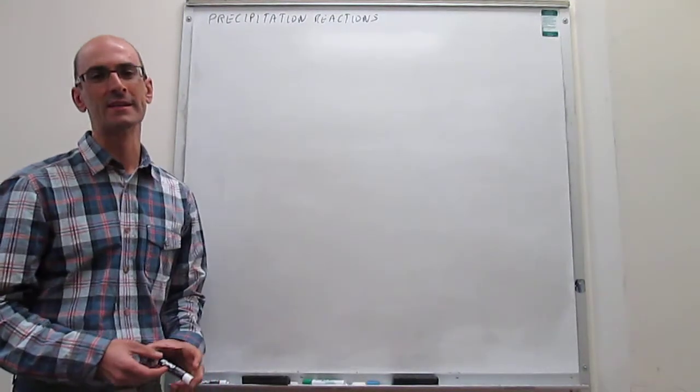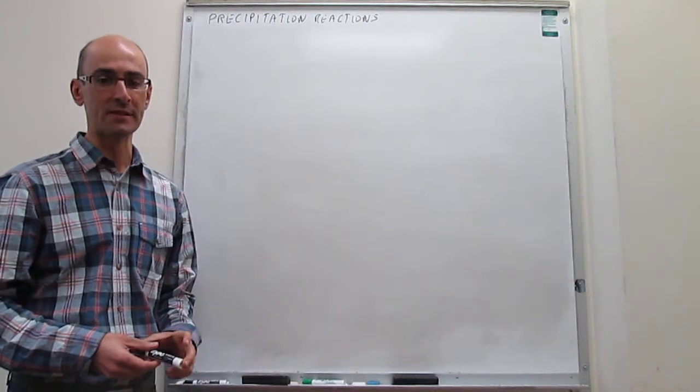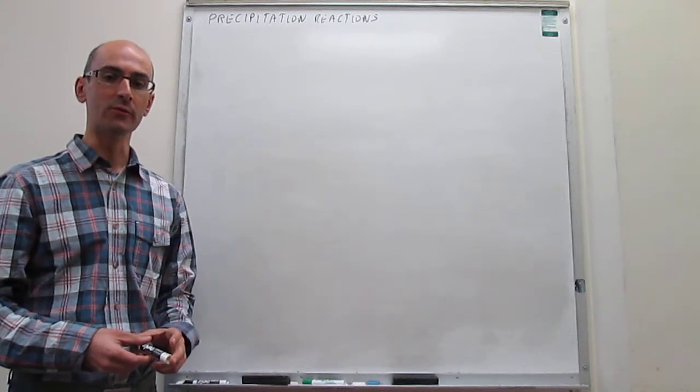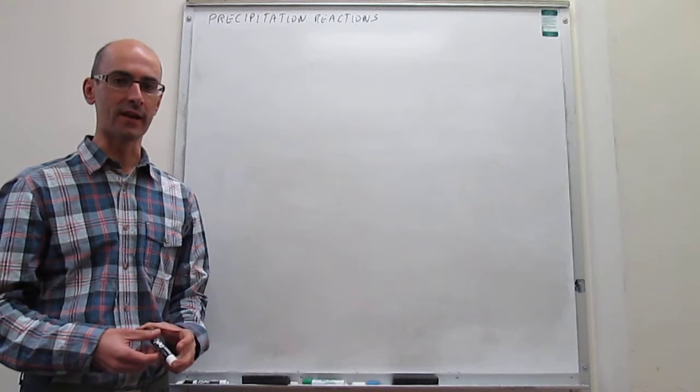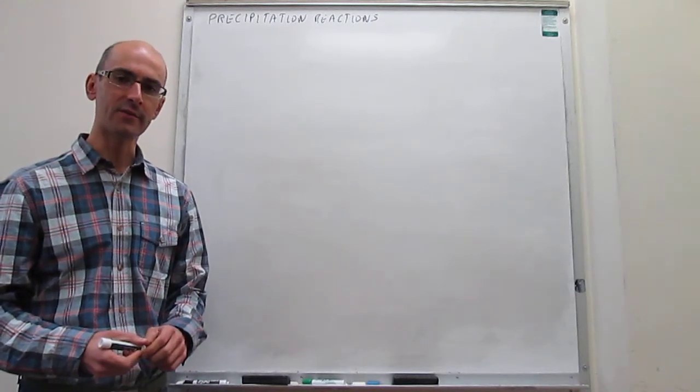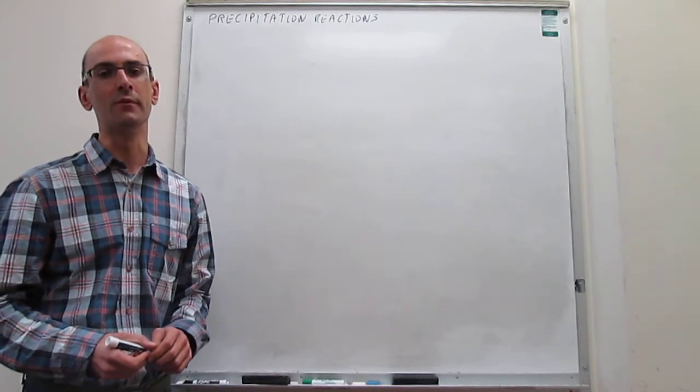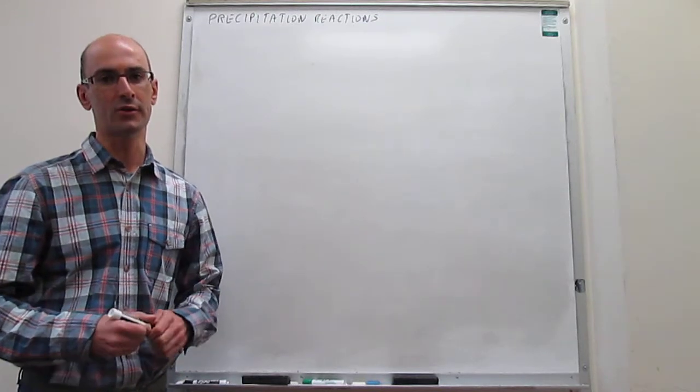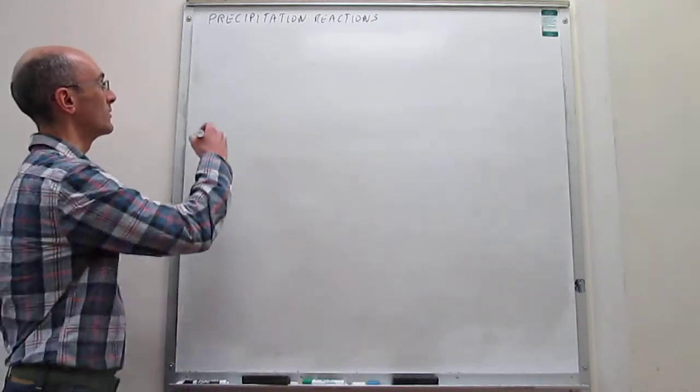In this video we discuss quantitative aspects of precipitation reactions. In particular, we pay attention to how this is connected to equilibrium applications. Right, so let's take a general precipitation reaction, for example, the reaction of sodium carbonate with calcium chloride.